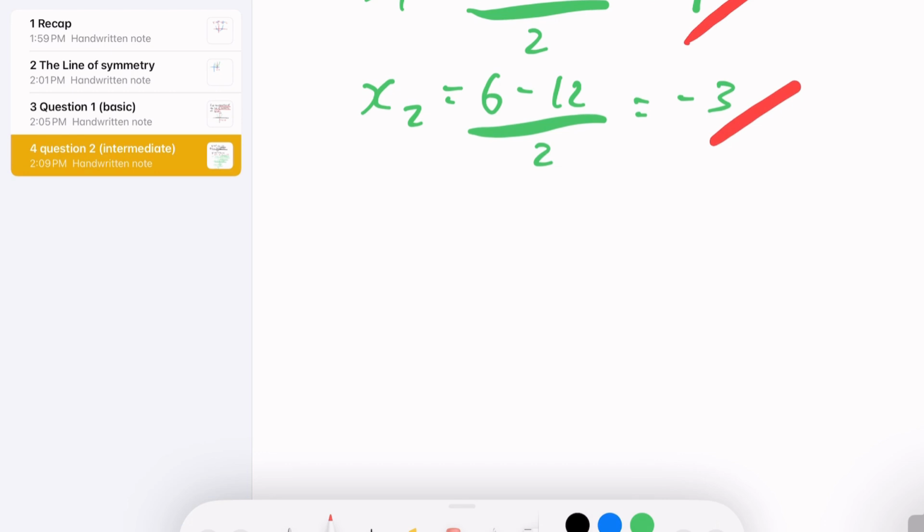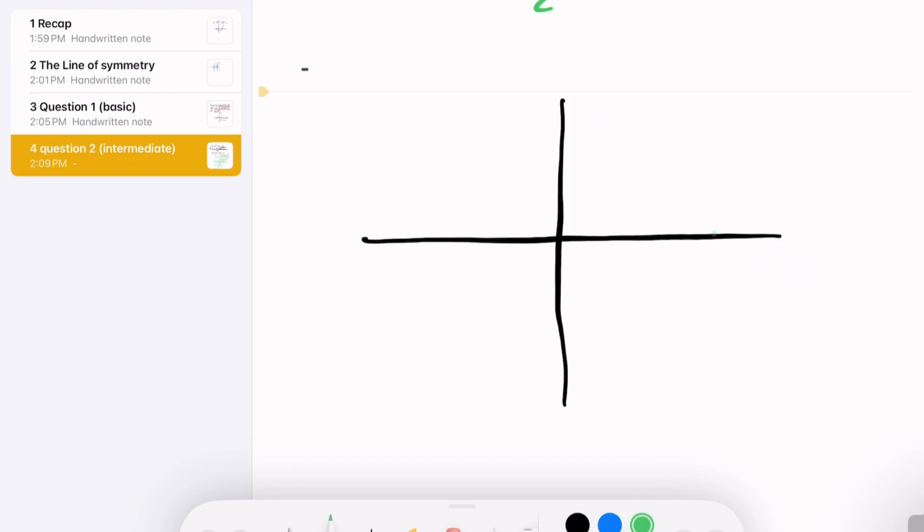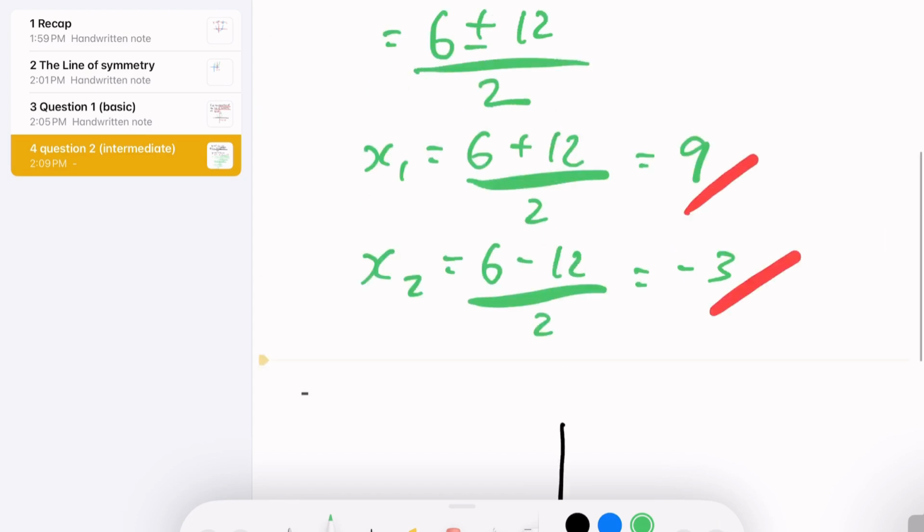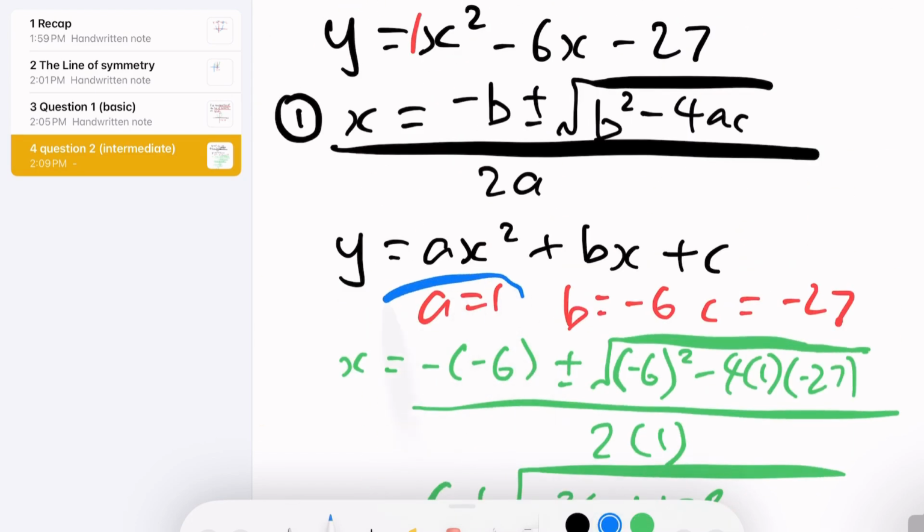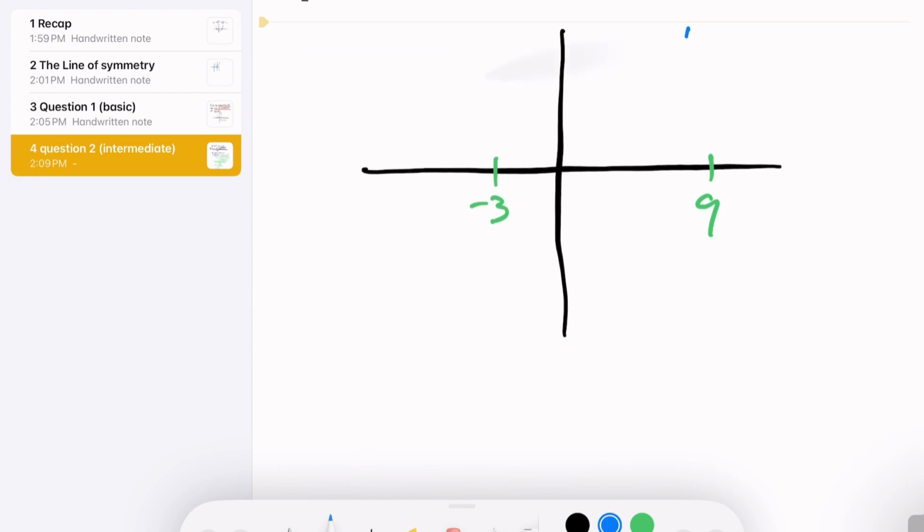So let's sketch out the roots first. So 9 is located here, and -3 is located here. Now a is equal to 1. So whenever a is equal to a positive number, the parabola will be non-inverted. It will have this shape right here. Okay, but we do not know where the vertex will be located. The vertex is the turning point or the minimum point of the parabola.